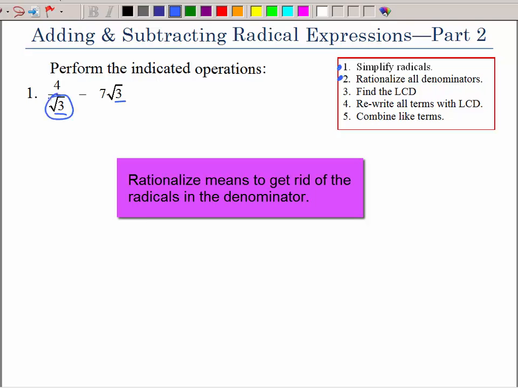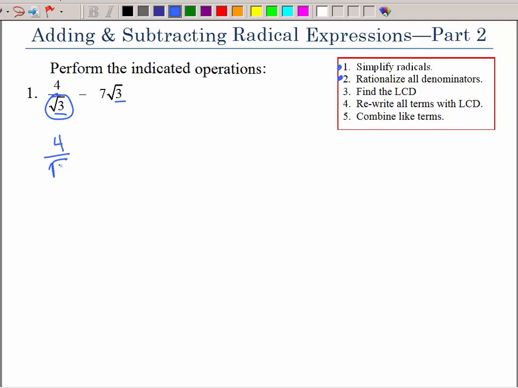So this is a radical in the denominator. How do we rationalize that? What do I need to multiply by to get rid of that square root of 3? Another square root of 3. So this becomes 4 square root of 3 over just 3. So now this problem is 4 square root of 3 over 3 minus 7 square root of 3 over 1.